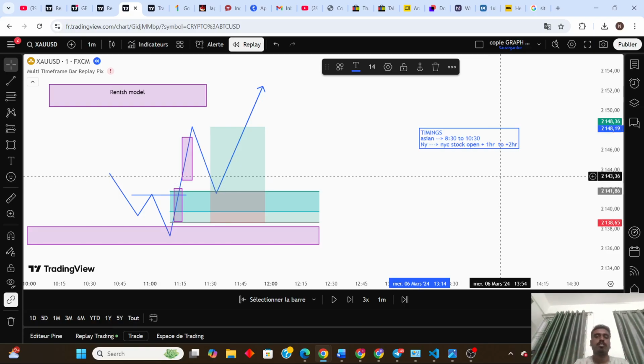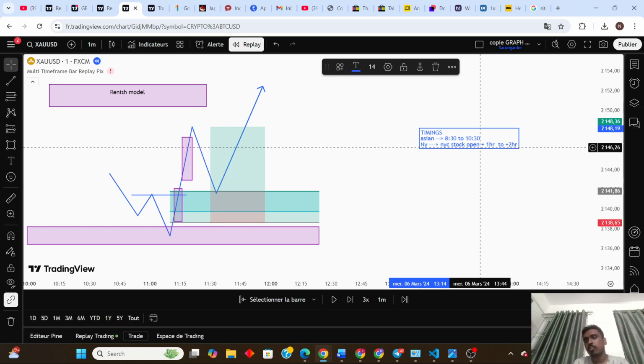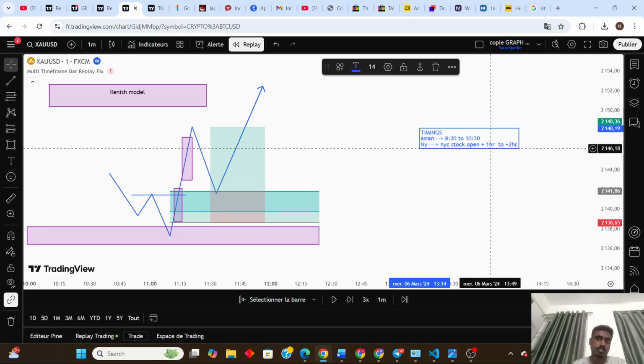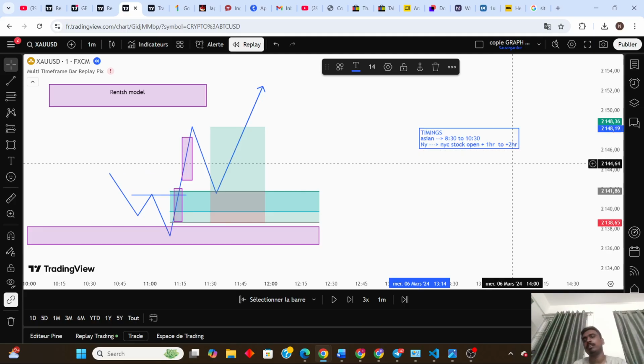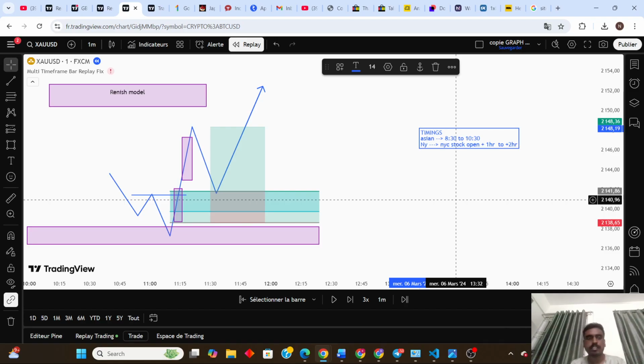If you're not living in America, the timings will get changed, right? So, the moment is NYC stock open plus 1 hour, then from 2 hours. Currently the NYC stock open is 10:30 in UTC minus 4, so it will be 11:30 to 13:30. But during August and October, if NYC open is 10:30, it will be 10:30 to 12:30. These are the timings. Time frame is 1 minute only.